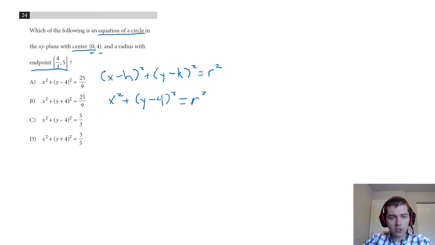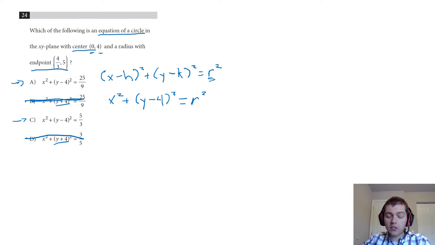At this point, you can go and look at your answers, and maybe you have the left side all figured out. So maybe at this point, you can cross out enough to get you to your answer. B you can cross out because it has this y plus 4. That's incorrect. D also has that y plus 4. That is incorrect. But you're still left with A and C that have the correct left form of the equation. So the next thing you have to do is solve for this r squared.